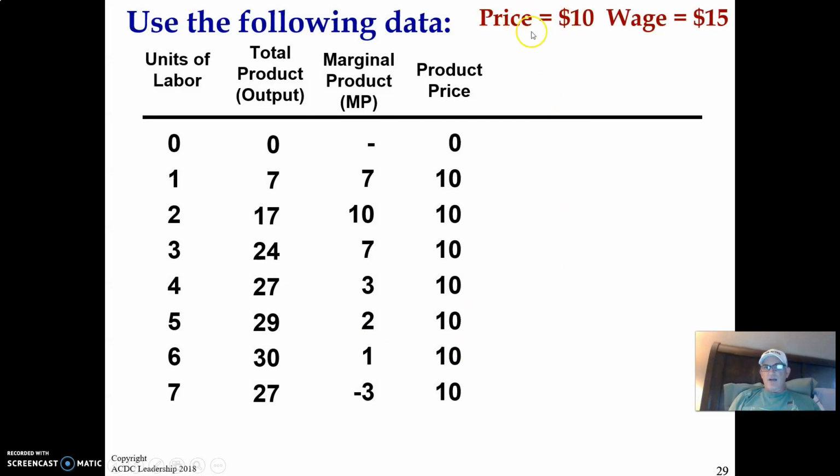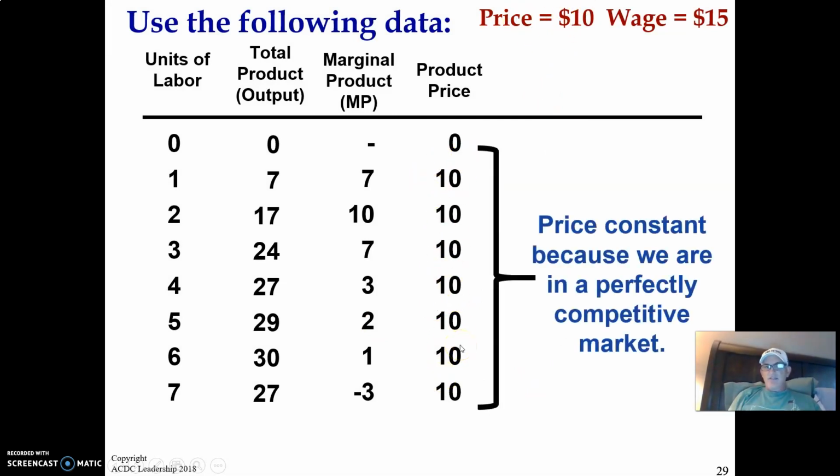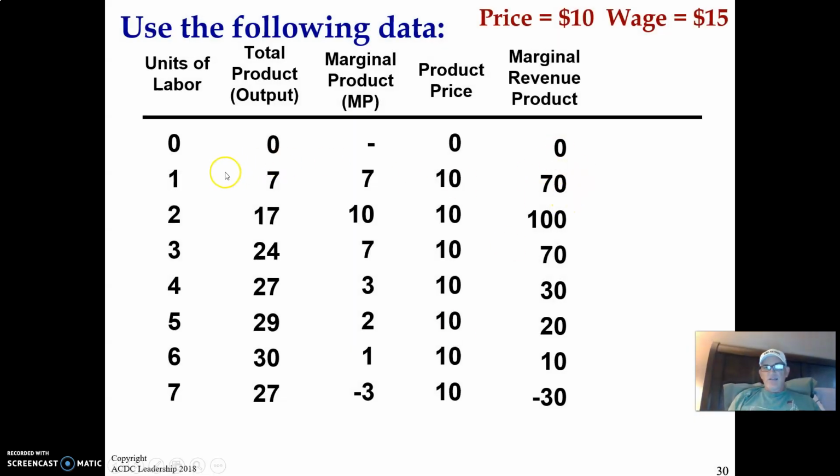We know that our product price is $10, right? And so we can use this to now quantify what each of these workers is going to be worth to us, right? That first worker is worth $70. That second worker is worth $100. The 3rd worker is worth $70. The 4th worker is worth $30. The 5th worker is worth $20, and so on and so forth.